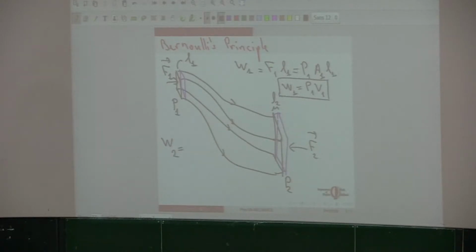Now I can calculate the work done by the force F2. It will be identical. I will have F2, L2. F2 is nothing but P2 times A2 times L2. So I will get almost exactly the same relation with a minus sign.